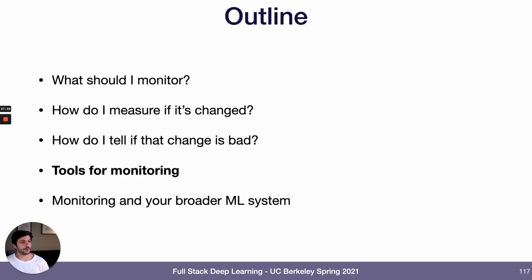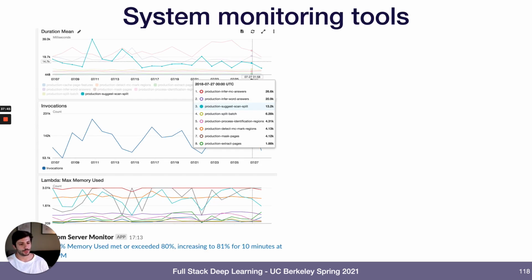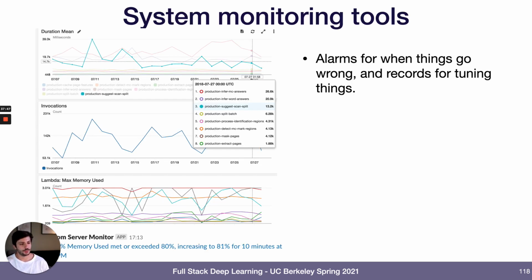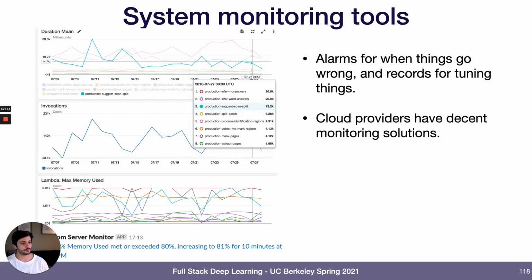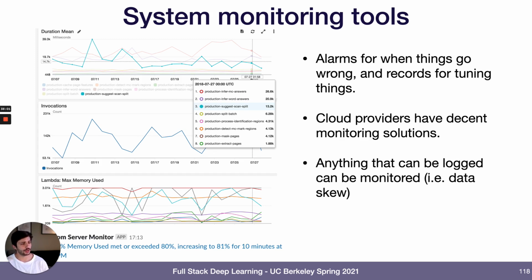All right, next, I'll quickly give you an overview of some of the tools that are out there to help with this. So there's system monitoring tools. These are useful for setting alerts for when things go wrong, and cloud providers have decent monitoring solutions where you can just pipe your data and your metrics into them. They'll help you set alerts for them. Anything that you can log in there can be monitored, and we may take a look at this in lab, but we may actually change up the lab as well.